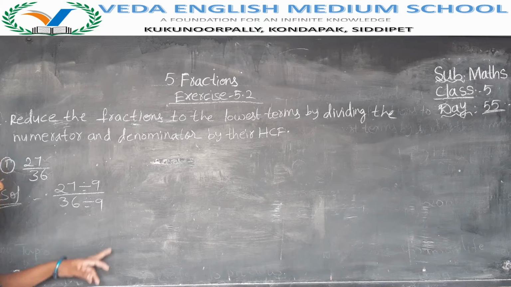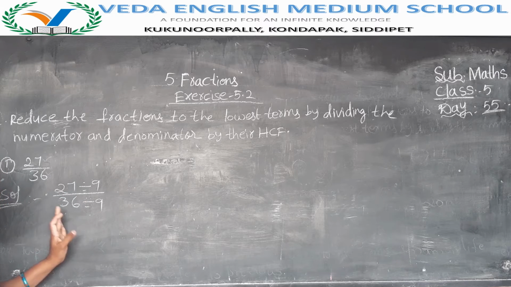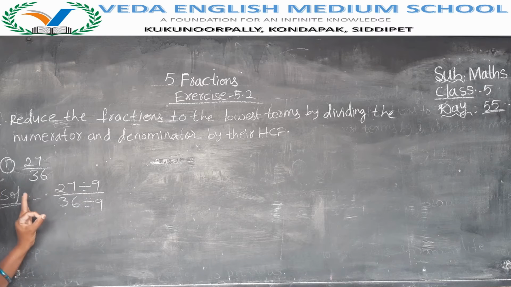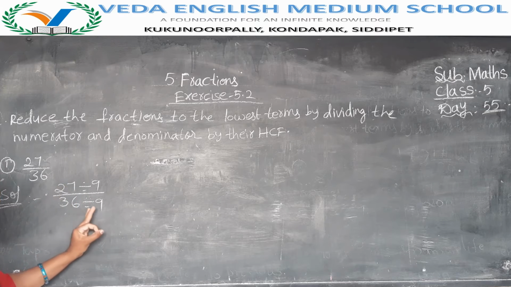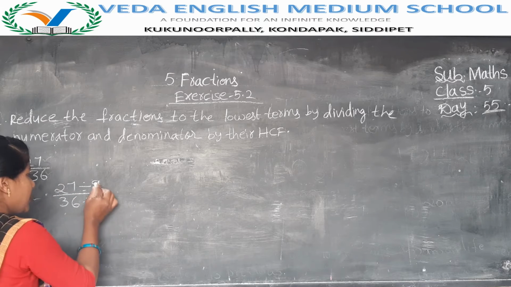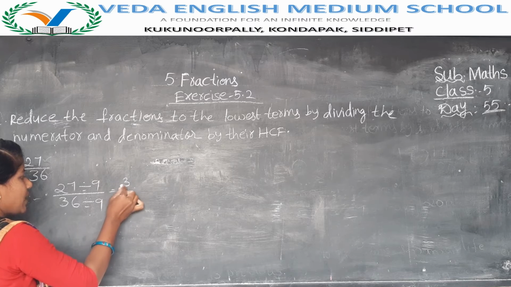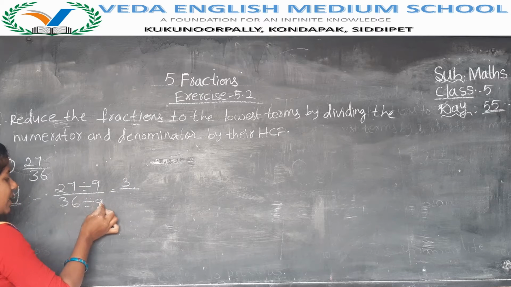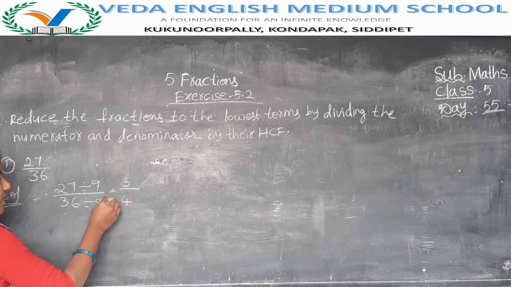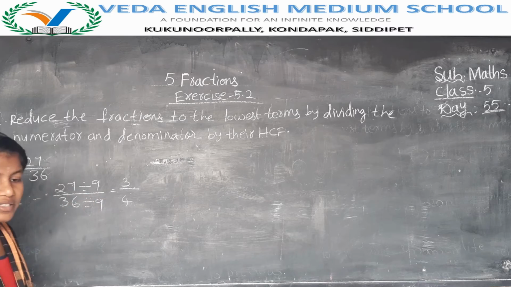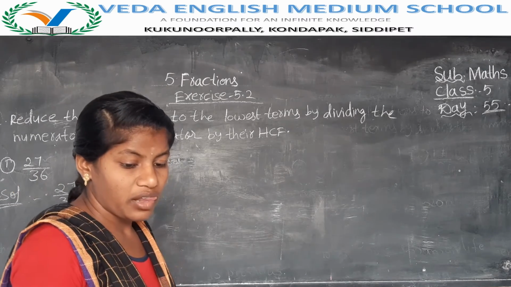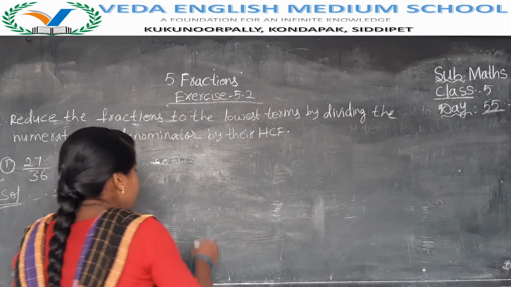Madam, the 3 table is also possible, isn't it? Why are you taking the 9 table? Because we have to take the highest common factor. So we have to take 9. The 3 table is possible, the 9 table is possible, but we have to take the highest common factor. So we have to take the 9 table. In the 9 table 27 is possible, that is 3 times. 9 3s are 27. In the 9 table 36 is possible, that is 4 times. 9 4s are 36.